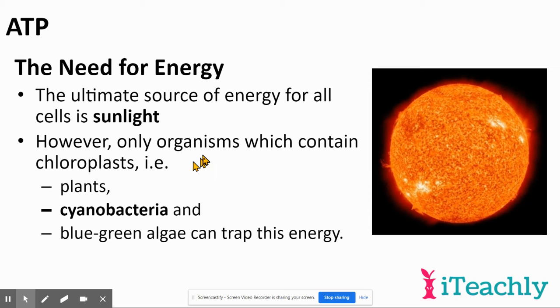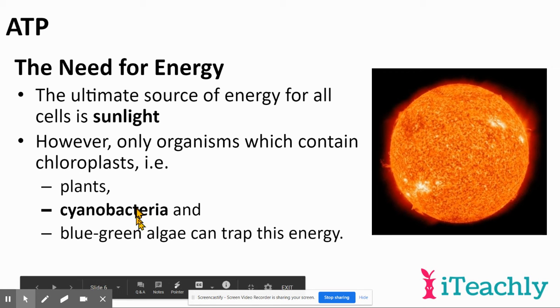So the sun is the ultimate source, and photosynthesis does require light. If you have chlorophyll, not necessarily even chloroplasts, you can do this. Plants, cyanobacteria, which are blue-green algae, and green algae can do this.